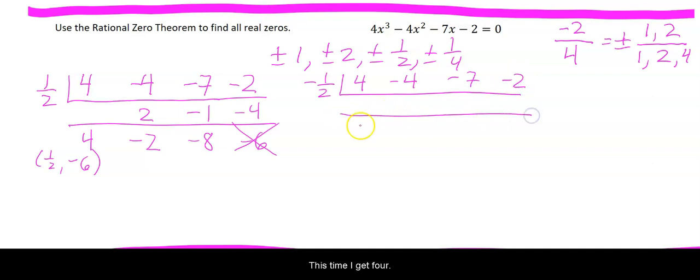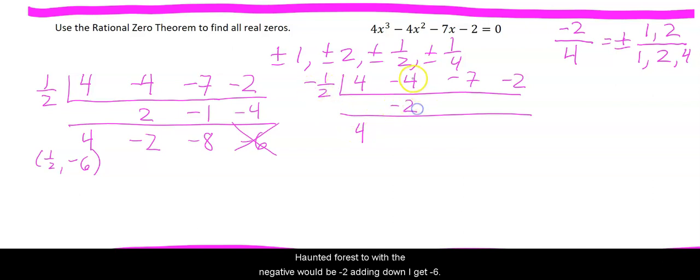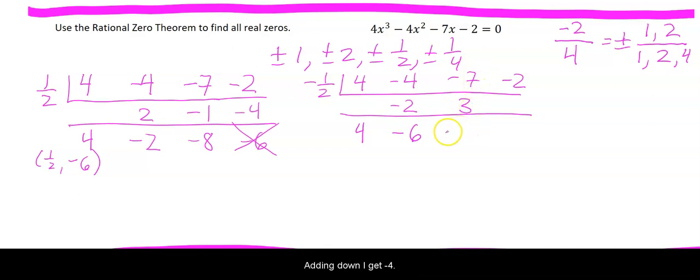This time I get 4. Half of 4 is 2. With the negative would be -2. Adding down, I get -6. Half of 6 is 3. A double negative makes it positive, so I get 3. Adding down, I get -4. Half of 4 is 2, and the double negative makes it +2. This time, I did get 0 for the remainder.